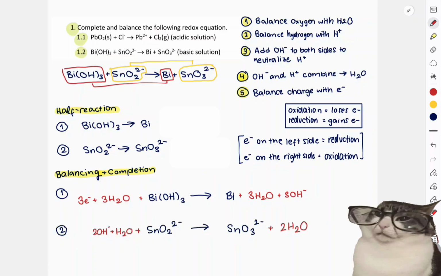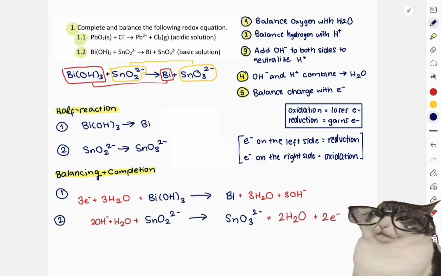Now on to the last step, and that is to balance the charges with electrons. So as you can see on the right side of the equation, we have an overall charge of -2, and on the left side of the equation, we have an overall charge of -4. That means that we need to add 2 electrons onto the right side of the equation in order to balance the charge.